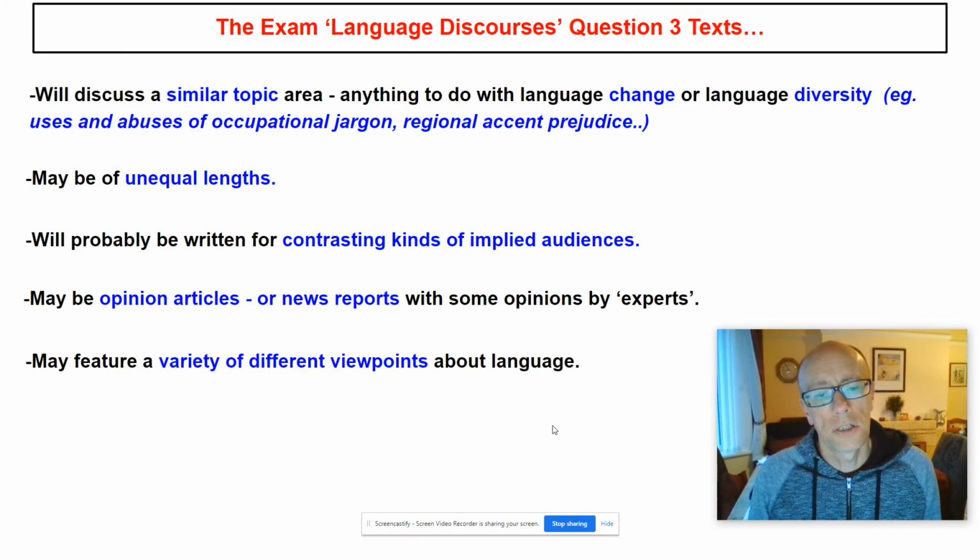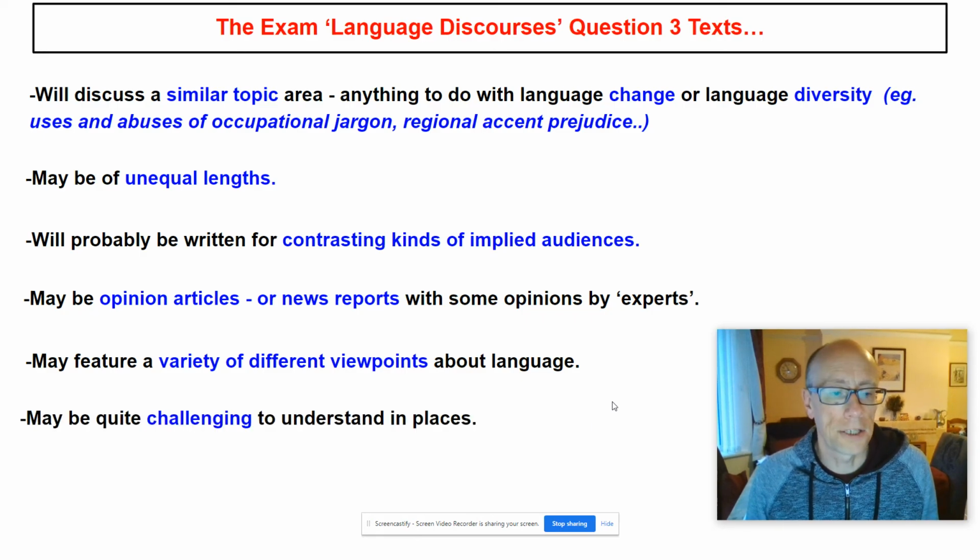Don't assume that there's going to be just one viewpoint that's being put forward about language. Don't assume, for example, that because an article begins with quite a strongly prescriptive viewpoint, that the whole shebang is going to be completely prescriptive, because there may well be quite big shifts or subtle shifts in viewpoints. So be on your guard for that.